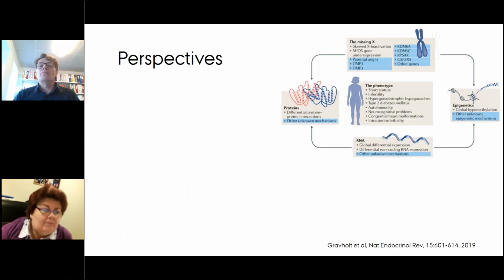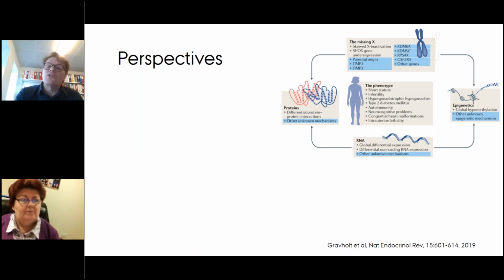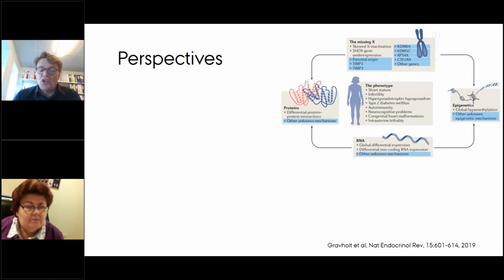And this has led us to propose this model of Turner syndrome, where we see the missing X chromosome, and we have listed some of the genes here that are candidate genes for some of the changes that we see in Turner syndrome. This leads to an altered hypomethylation or methylation profile, which then again leads to changed RNA expression, again leading to changed protein expression, and that this might explain some of the phenotypic characteristics of Turner syndrome.